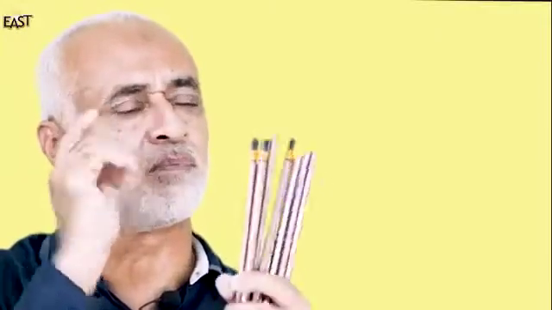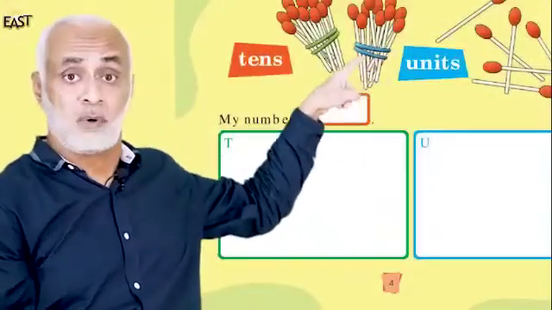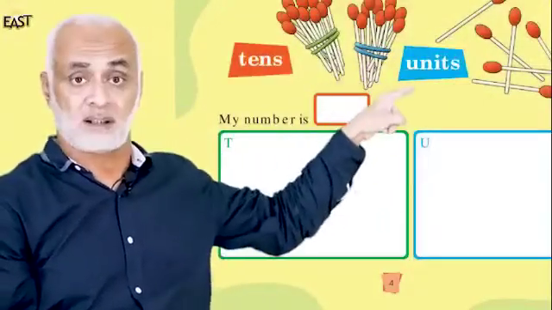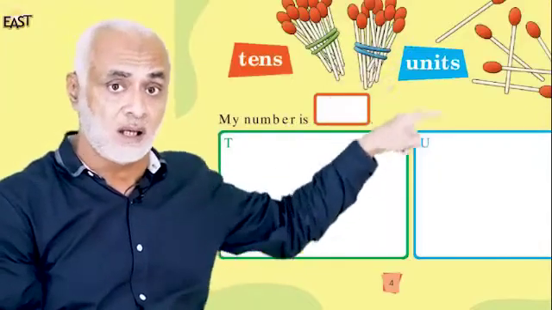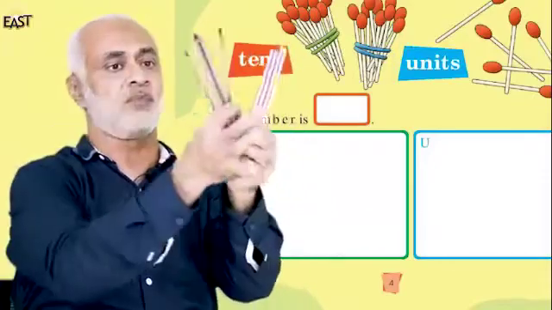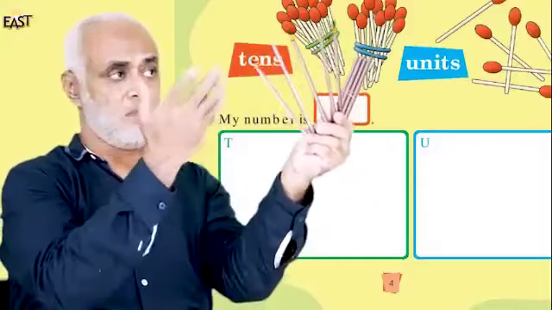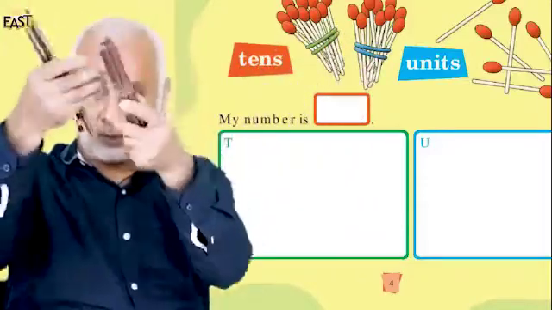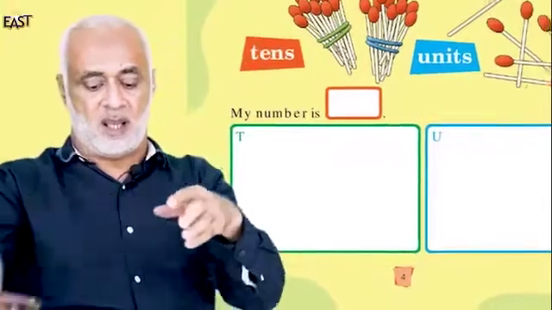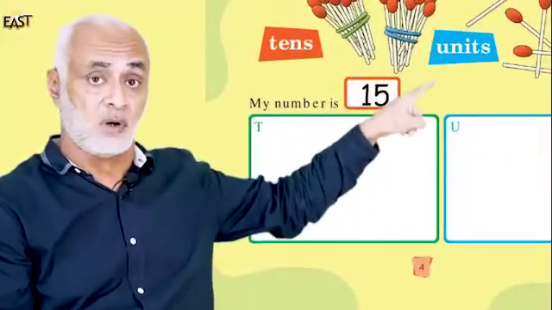Right? So think of a number, collect that many matchsticks, and then write that number in this red box. In this box, red. So I write 15 here. Then I collect 1 ten and 5 pencils. Make that 15. I put it in front of me. And then I write 15 here in this box.